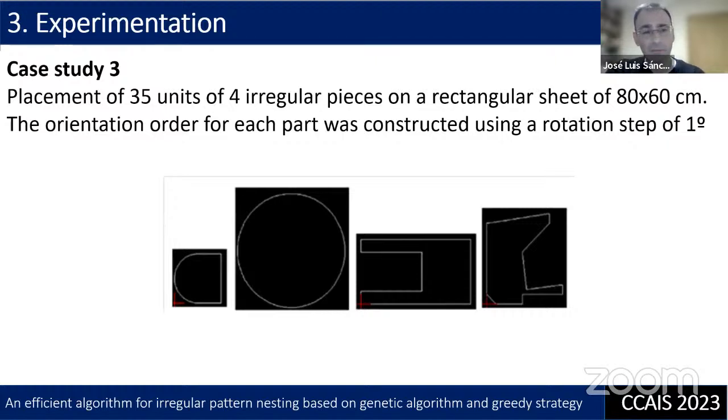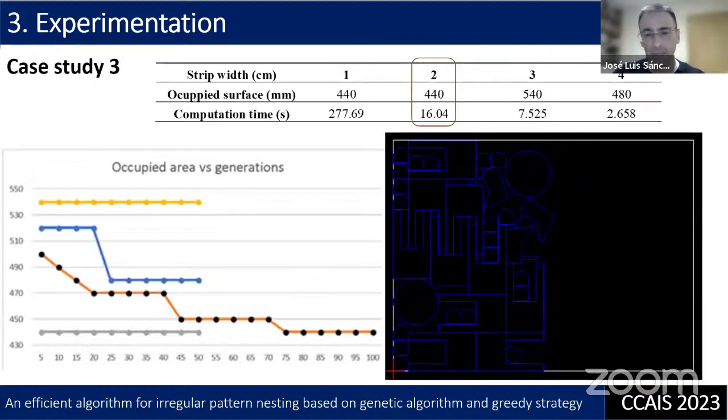In case study 3, we try to place 35 units of 4 irregular pieces, and the rotation step was just 1 degree. In this case, we observed that the best strip width was 2 centimeters. The occupied surface was the same as strip width 1 centimeter, but the computation time was much lower.